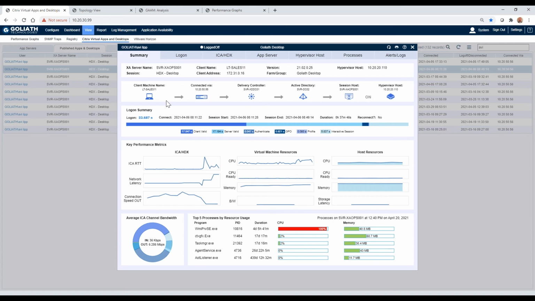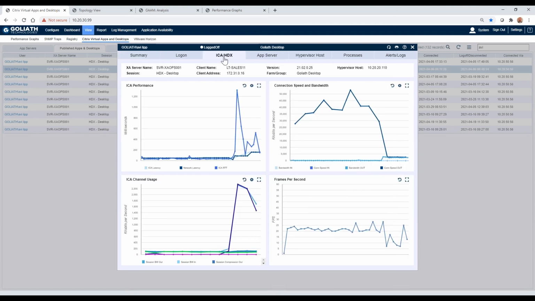So let's walk through a typical troubleshooting exercise where an end user is calling in saying that Citrix is slow. You can determine this from a number of different screens within the technology. Where I'll show it from is the ICA and HDX tab, where some of this information is going to look familiar to you. You have round trip time, network latency, ICA latency. And what I'm looking for here first is to understand, was this user actually having performance issues?